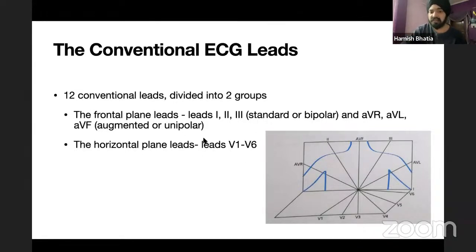The horizontal plane leads V1 to V6 are also unipolar leads. So AVR, AVL and AVF are unipolar, and leads 1 to 3 are bipolar leads. Okay, if this is clear, we'll move ahead.